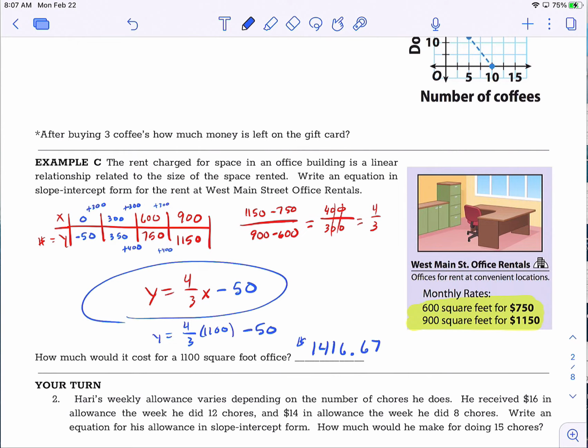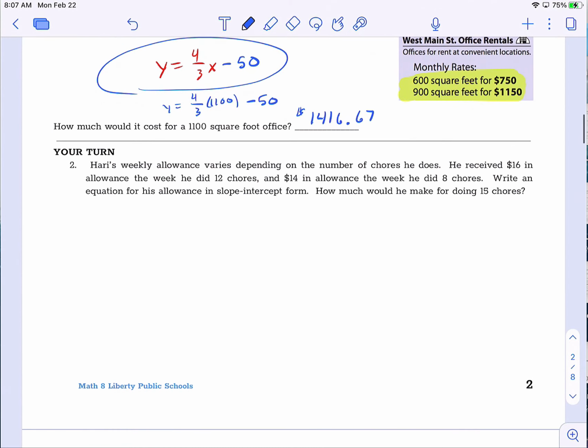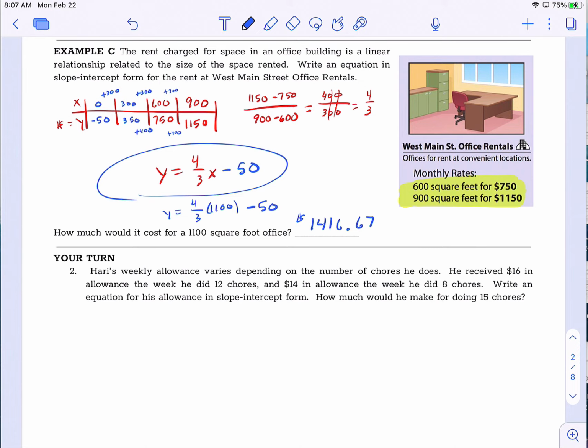So the your turn problem, even though this one is an entirely different situation, talking about chores, you're going to want to do the same type of thing that I just did in example C. Make a chart or make a table, and then do what we did back in Module 5 to find your equation and answer the question.